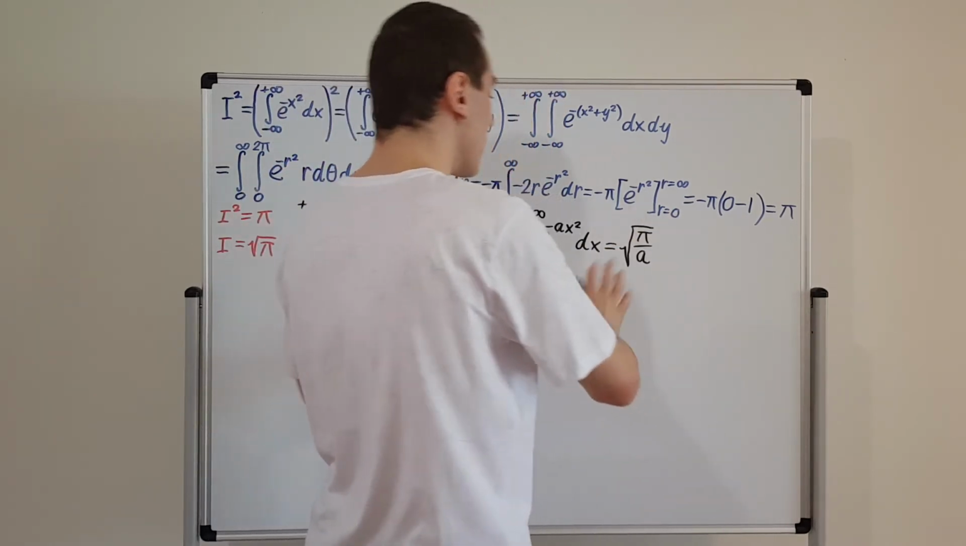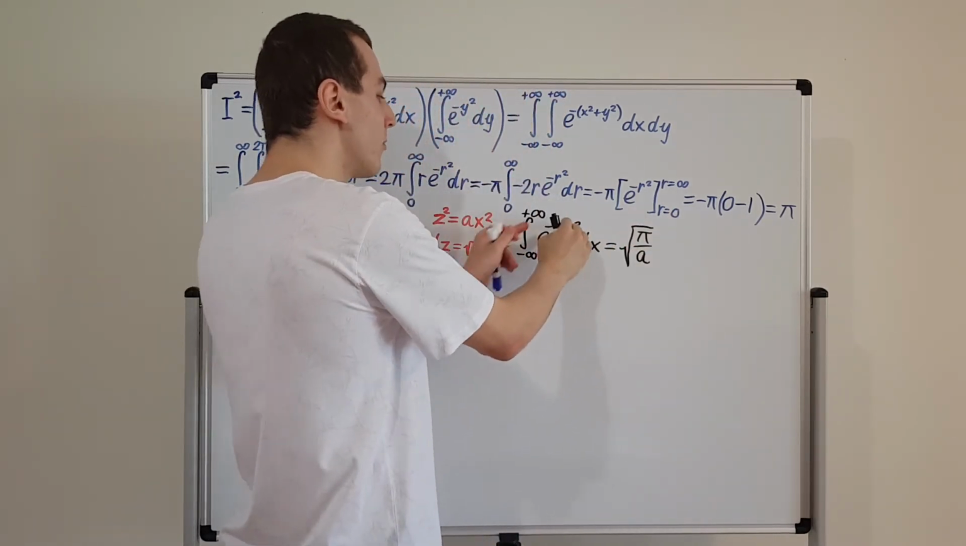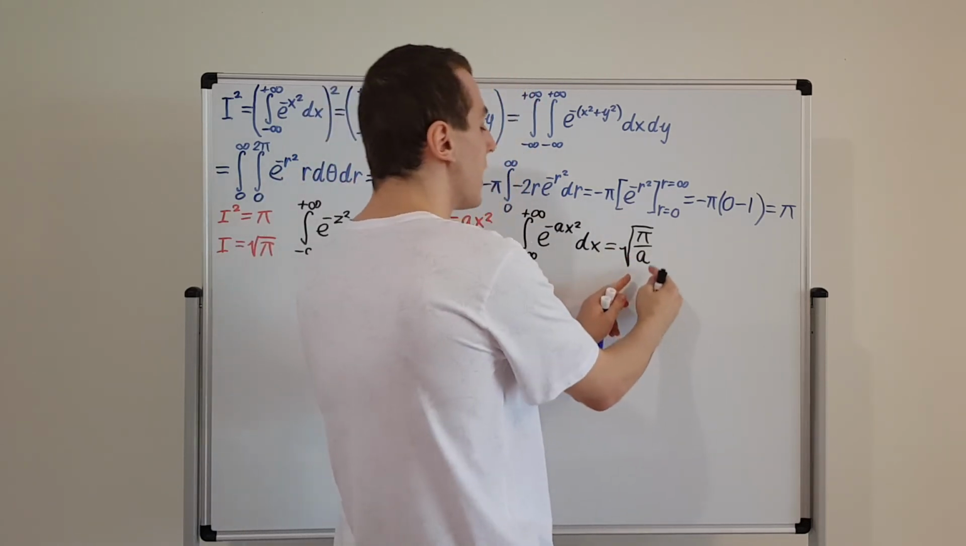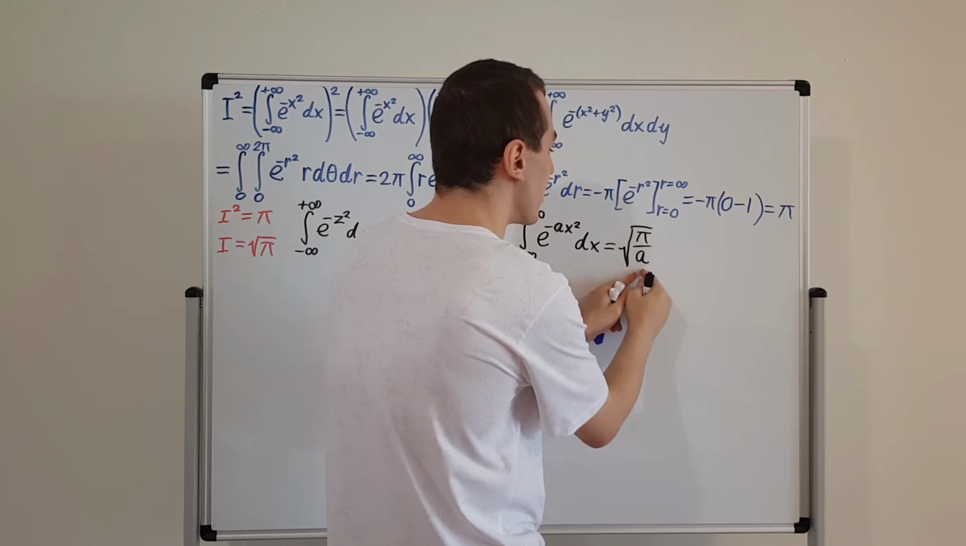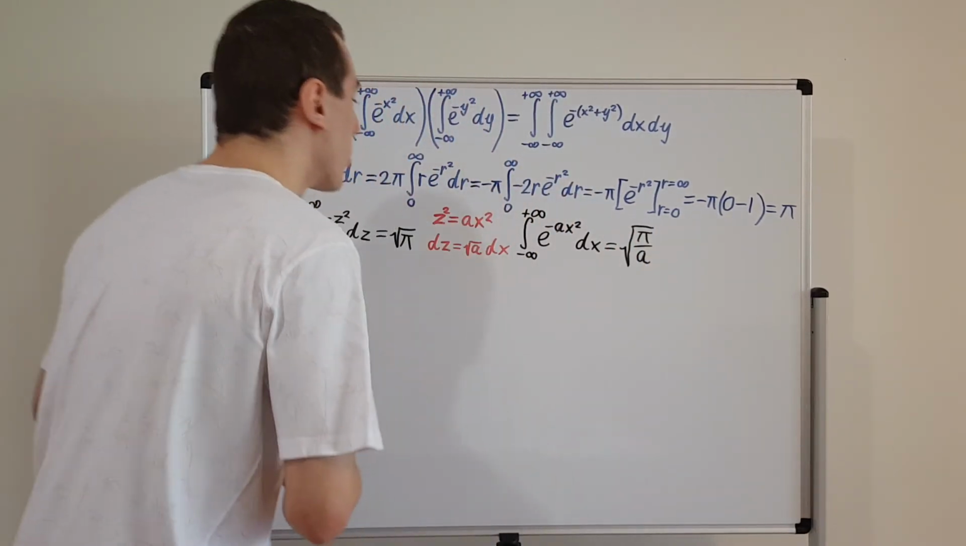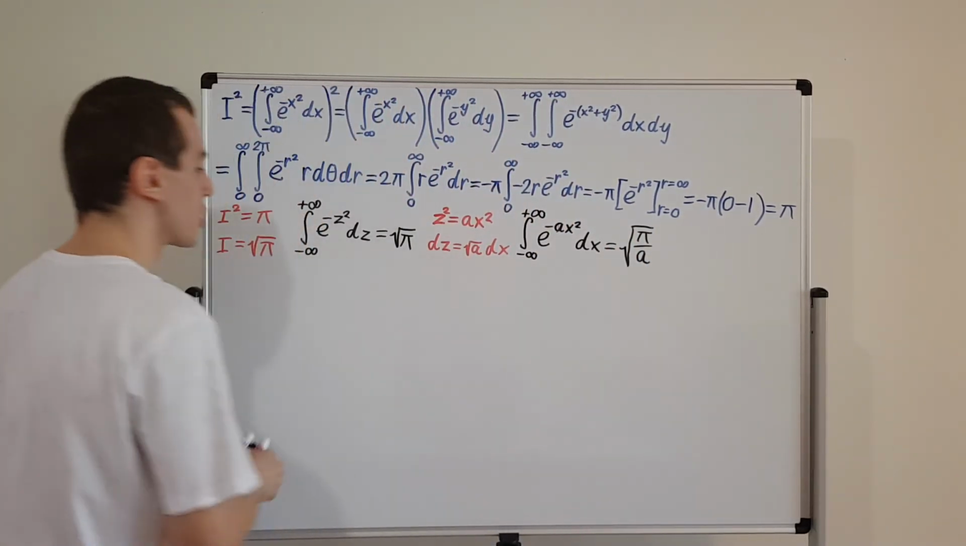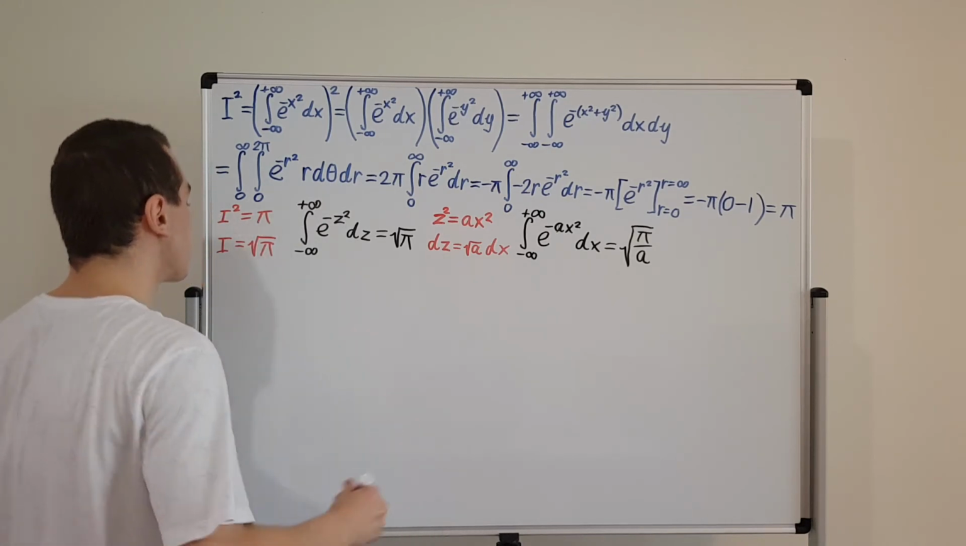And in general, this is true. For any coefficient you put here, all you have to do is put that coefficient underneath the square root, dividing the square root of pi. And that's exactly what we're going to do when we normalize this wave function. So now I'm going to do the normalization procedure.